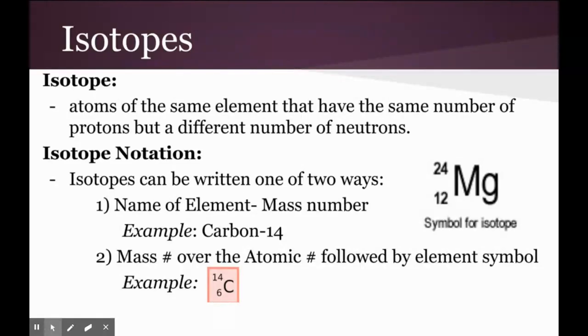There are two different ways that isotopes can be written. The first would be to write the name of the element with a dash and then the mass number after the element. The other is a little bit more symbolic. So you'll have on the left side the mass number over the atomic number followed by the element symbol. So no matter what isotope you're dealing with, the bottom number will always be the same. It will always tell you the number of protons, or the atomic number. In the different isotopes, the top number is what's going to change.